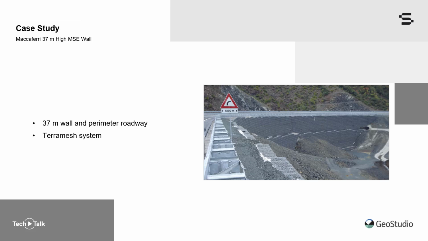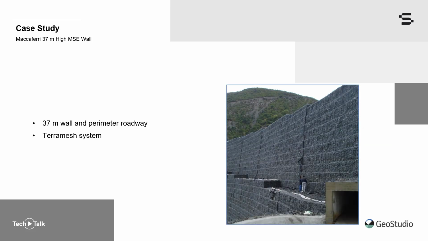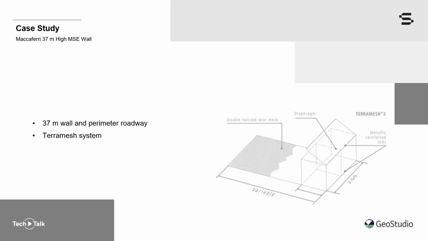The TerraMesh system consists of pre-assembled wire mesh unit cells used to confine the stone. The cell is constructed using a continuous panel of mesh that comprises a base, a fascia, a lid, and a diaphragm or dividing wall. The length of the base behind the gabion is project specific.